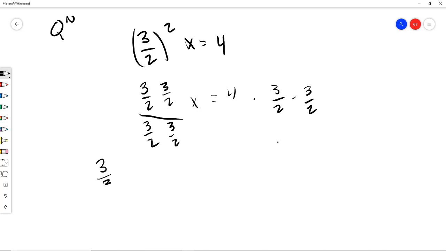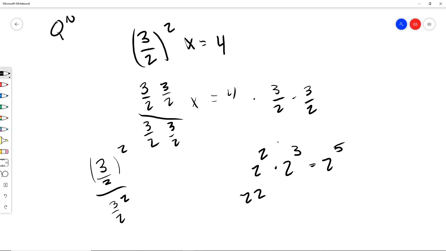So that's 3/2 squared divided by 3/2 squared. One other thing we know about exponentiation is that 2 squared times 2 to the third is equal to 2 to the fifth, because you can add the exponents. It's the same as 2 times 2 times 2 times 2 times 2, which is 2 to the fifth. We also know something to the 0th power gives us 1, and that's what we want.